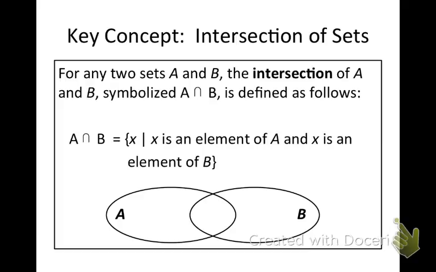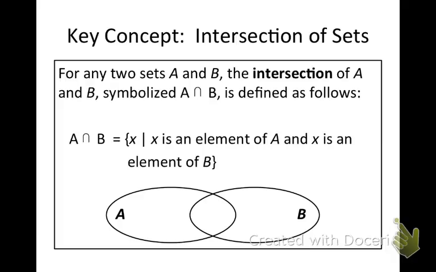Okay, so here we have our solution set represented for the intersection of A and B. If you see A with an upside down U and B, it's asking for all your values of X such that, remember our bar means such that, X is an element of A and X is an element of B.